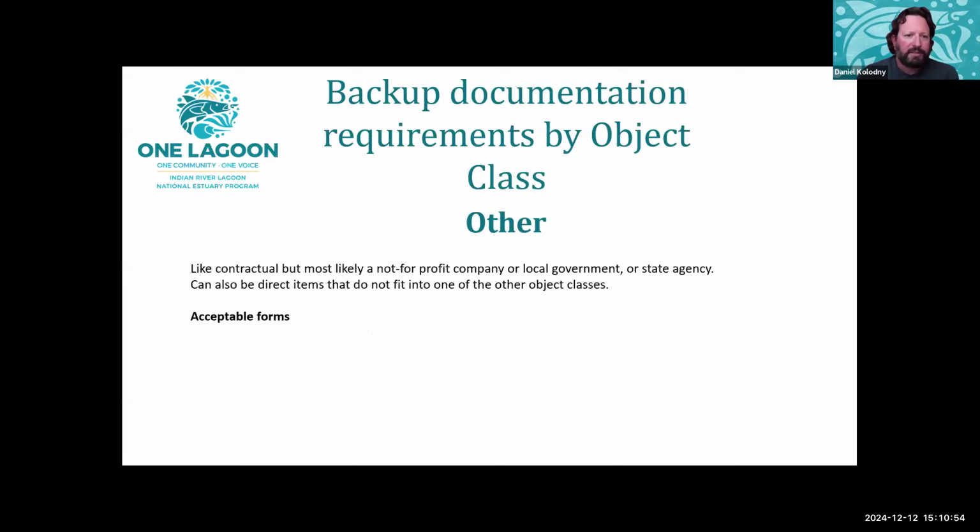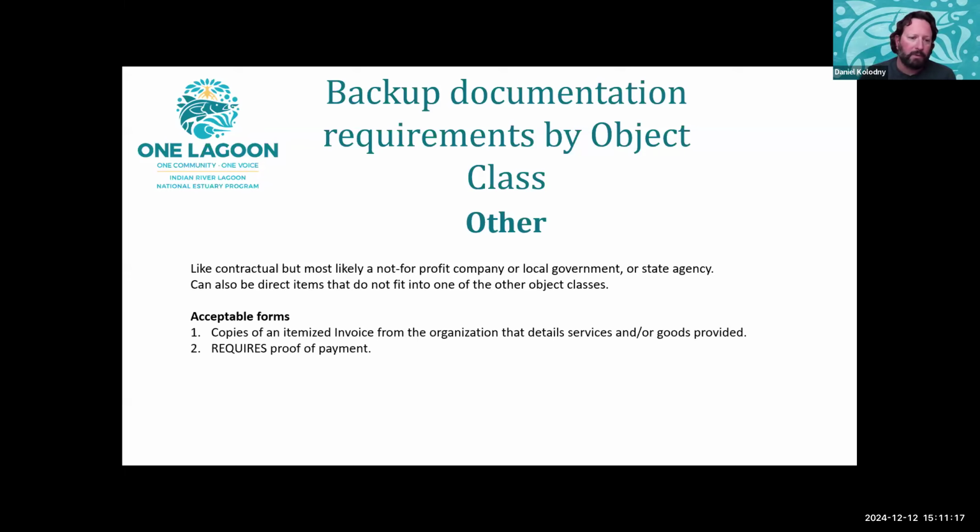Other object class, this is a lot like contractual, but it's usually from a not-for-profit company, a local government, a state agency, or it could be a direct item that doesn't really fit into a supplies object class. And so again, acceptable forms are going to be a copy of an itemized invoice from the organization that details services and or goods provided, and then requires your proof of payment.